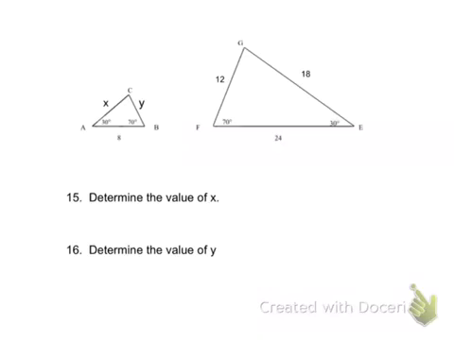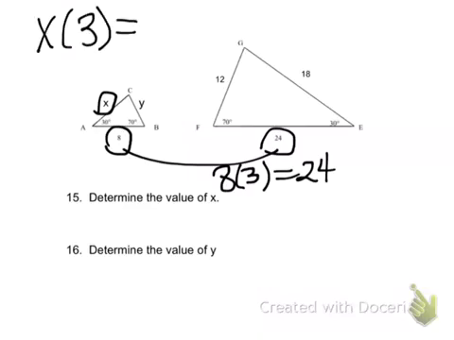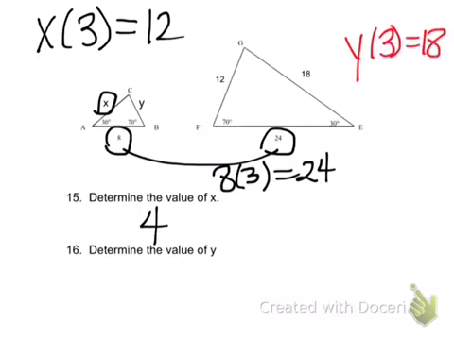Next, determine the value of X. So here's the value of X. I can tell that my scale factor is going to be 8 times what number equals 24. So my scale factor is going to be 3. So I'm going to say X times my scale factor of 3 equals 12. So X has to equal 4 if I divide both sides. If I want to find Y, my scale factor is still 3. So I could say Y times 3, my scale factor, equals 18. So that would give me Y has to equal 6.